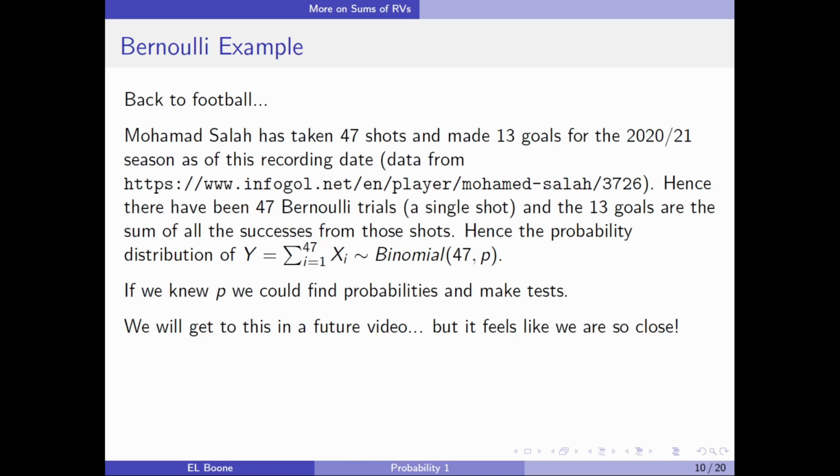And here, if we knew p, we could do a lot of stuff. But at the moment, we don't know p. And we're going to get that in a future video that's close by. But we're getting really close to being able to actually do some serious inference.